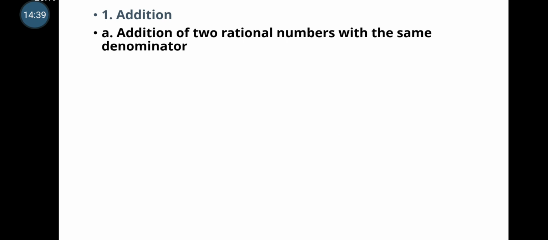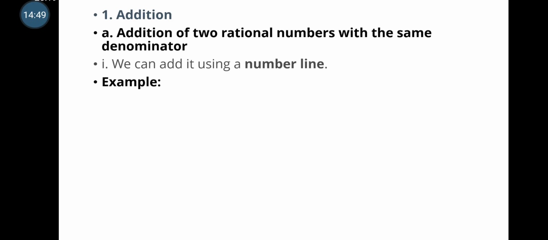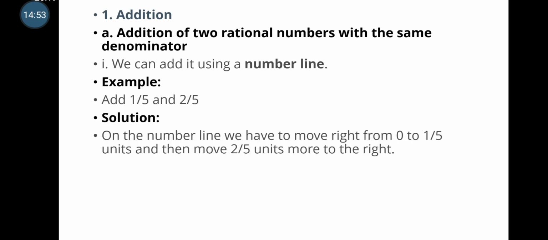So the next topic is operations on rational numbers. Addition, first one: addition of two rational numbers with the same denominator. Suppose the denominator is the same. It's very easy. We can add using a number line. First we are going to learn by number line. On the number line, we have to move right from 0 to 1 by 5 unit and then move 2 by 5 unit more to the right.